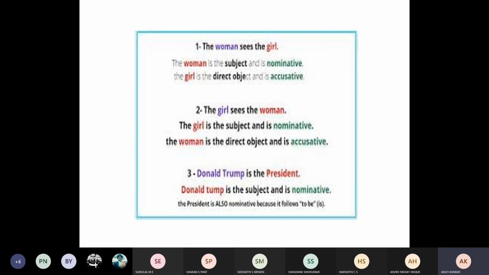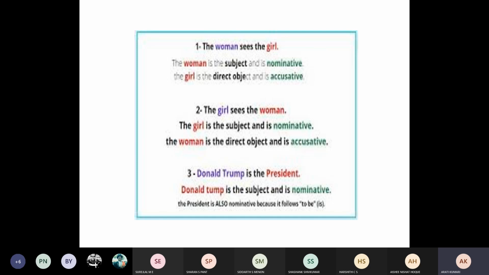And if you see here, there is another way of understanding. Here, the verb that is used is sein. What is the verb sein? To be. Like ich bin, du bist, er, sie, es ist, wir sind, ihr seid, sie sind. So whenever you have the verb sein in a sentence, then what follows that verb will be nominative. Okay, that's why it is also nominative.